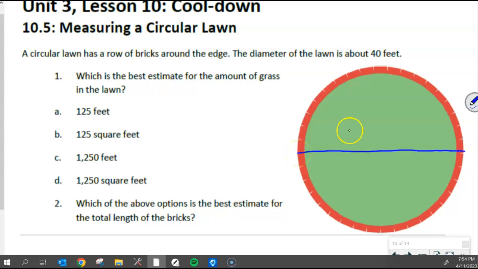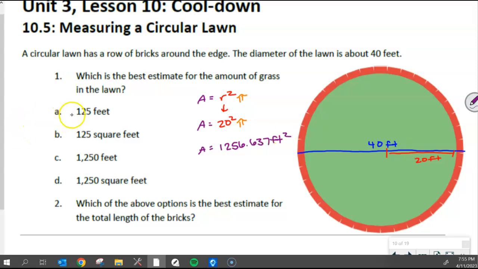The diameter that it estimated is about 40 feet. Since I'm talking about the lawn, the amount of grass, that's the inside, and that's an area problem. Since area is in terms of the radius squared multiplied by pi, I need to cut this diameter in half. Cutting the diameter in half gives me a radius of 20 feet. So plugging that in, I have 20 feet squared, which is then multiplied by pi. I plug that into my calculator, and it tells me that it is about 1,256.637 feet squared.